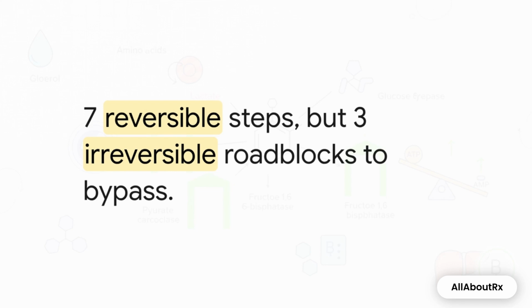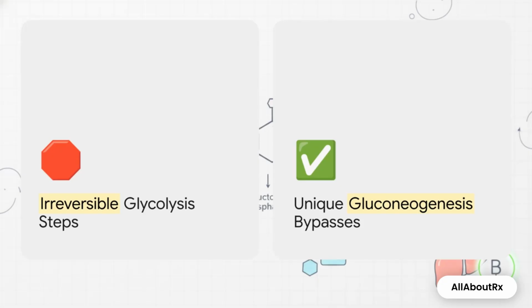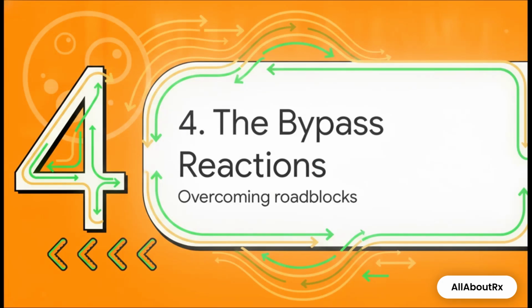You can't just drive backward down a one-way street, right? And here is the high-yield secret you absolutely must remember. To get around those irreversible steps, hexokinase, PEPCK1, and pyruvate kinase, the body has to use unique, specialized gluconeogenic enzymes as gatekeepers. If you want to synthesize glucose, you have to take these specific metabolic detours. Which brings us to Section 4, the 4 bypass reactions. Let's break down these highly specialized bypasses that solve our metabolic roadblock problem.